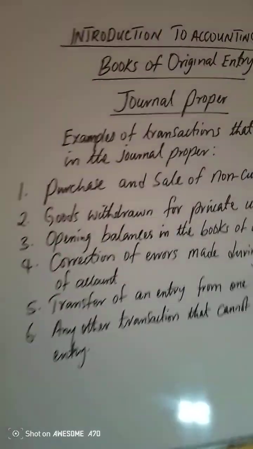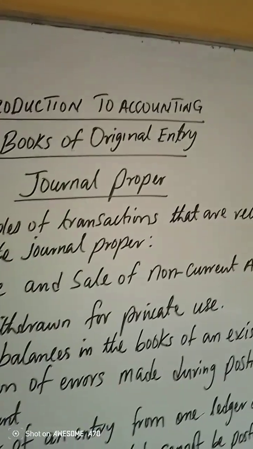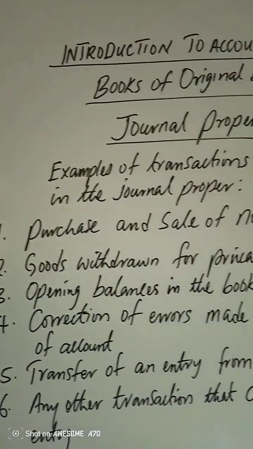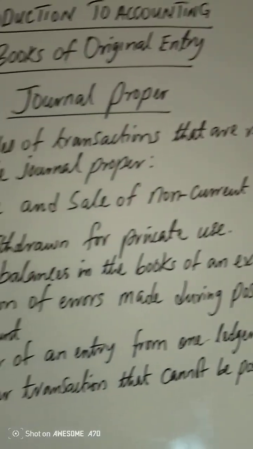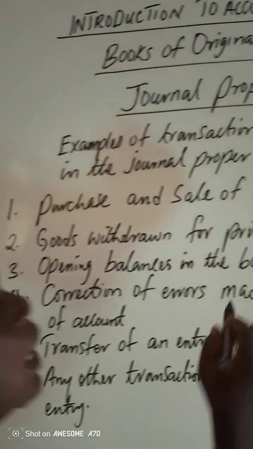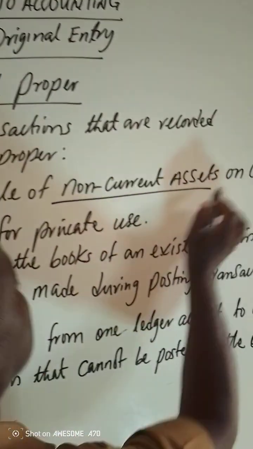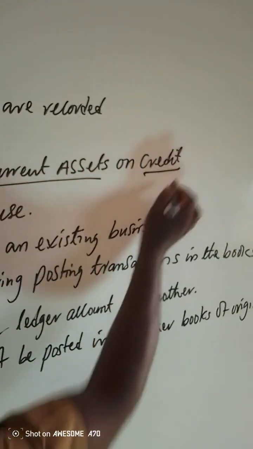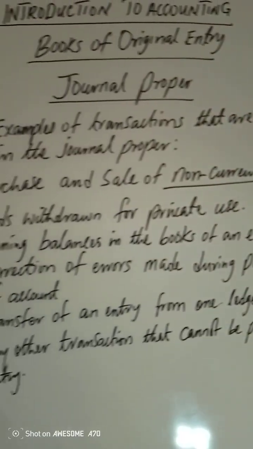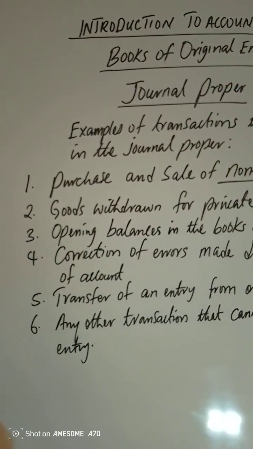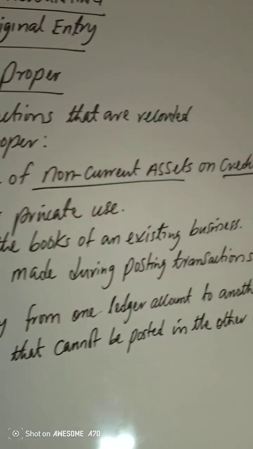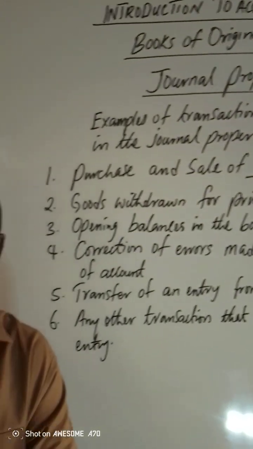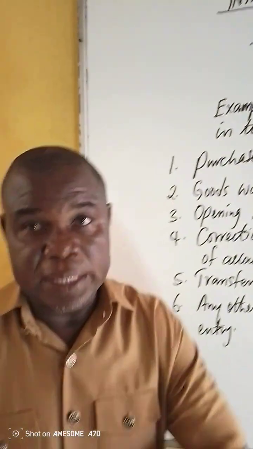Let's continue. If you look at the examples that are recorded in the journal proper, example 1, we have purchase and sale of non-current assets on credit. Here it is not by cash, neither by cheque. So you cannot record them in the cash book, neither in the purchase day book, because the purchase day book deals only with goods that are purchased for resale.